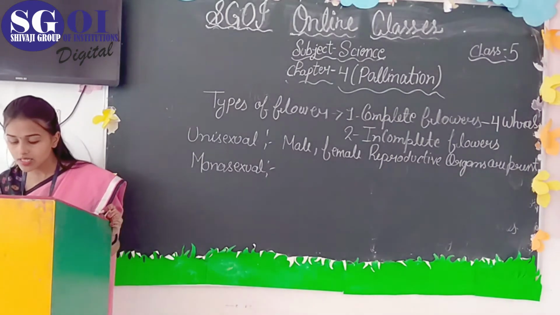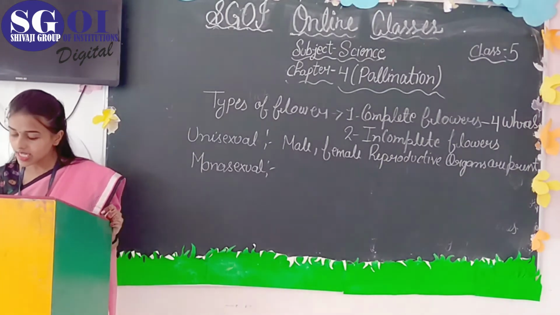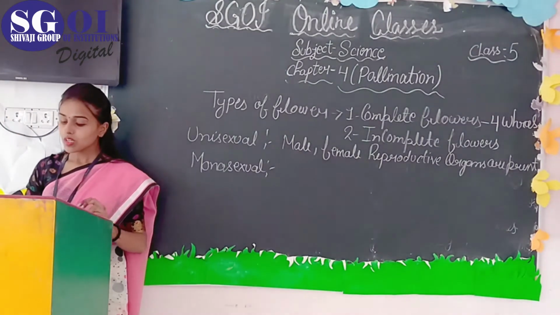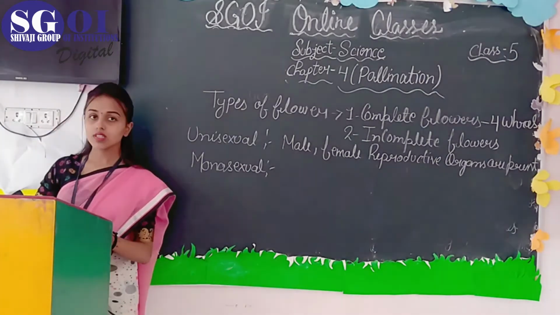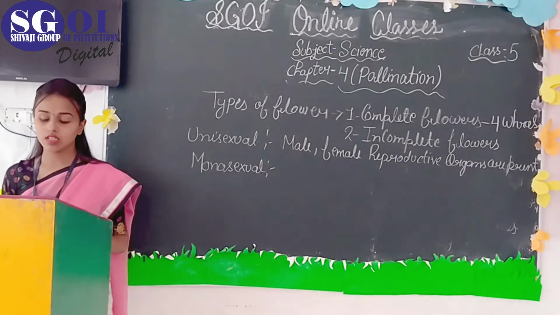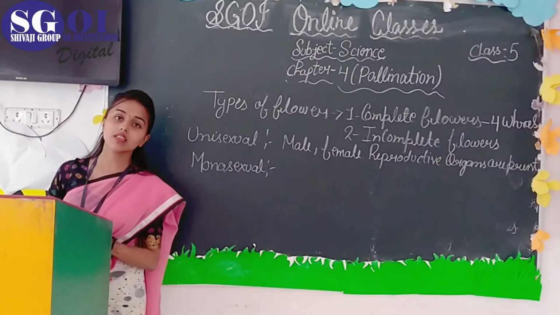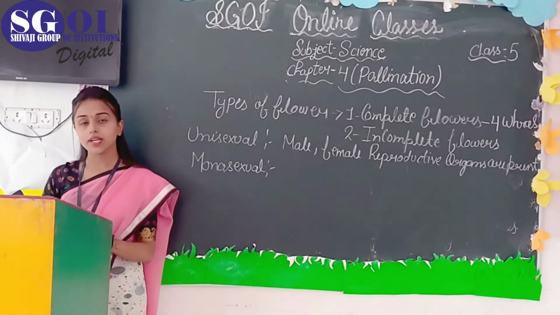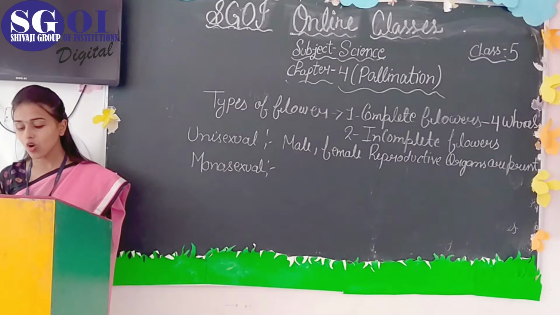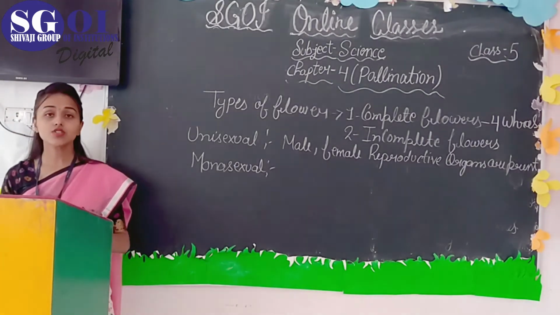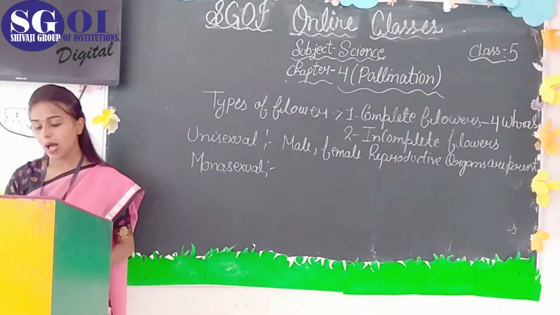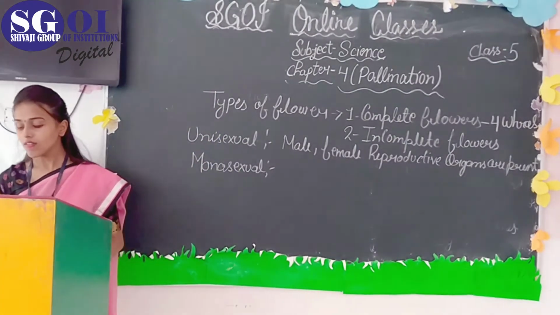For example, lily, hibiscus and mustard. So students, in your homework I gave you some exercises. Write T for true and F for false. Let's revise it. Those students who haven't done their work can complete it. First: papaya flower is an example of unisexual flowers. Is it true or false? It is true.